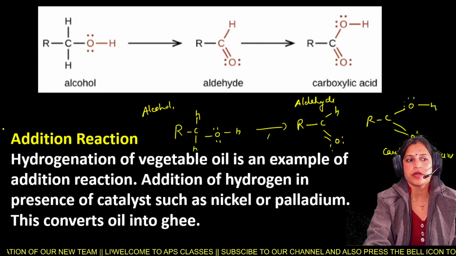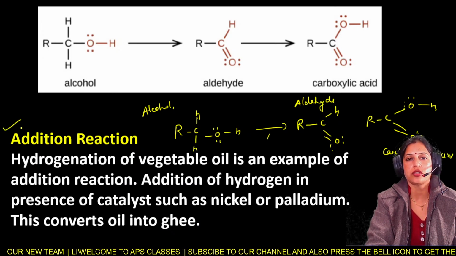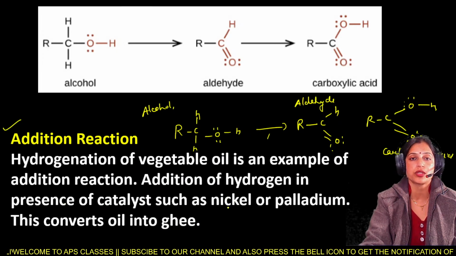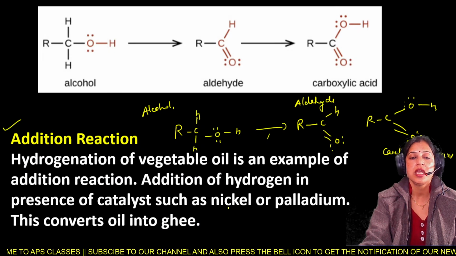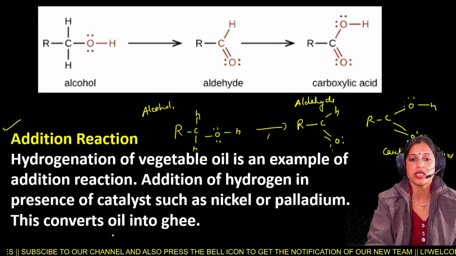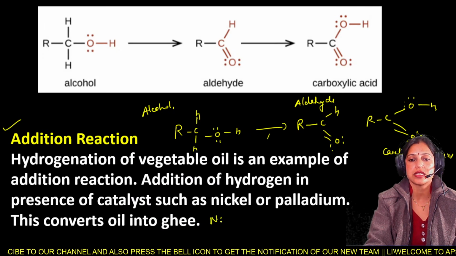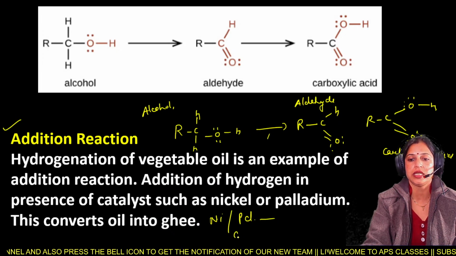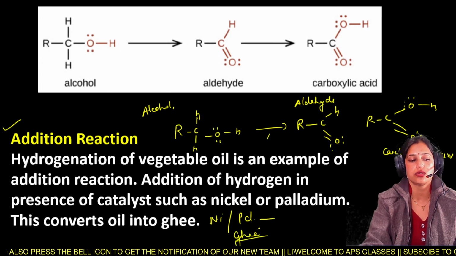Next is addition reactions. Hydrogenation of vegetable oils is an example of the addition reaction. Addition of hydrogen in the presence of catalysts such as nickel and platinum converts vegetable oil into ghee.